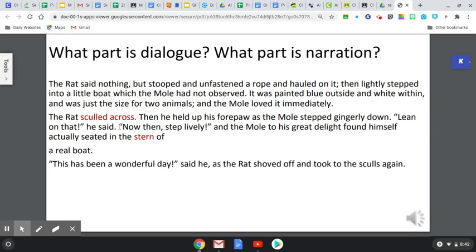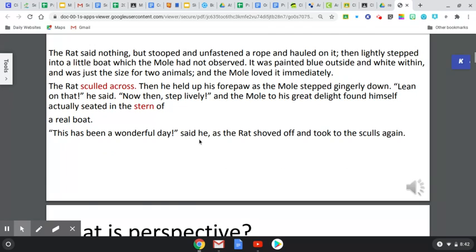Okay, so we have a lot of dialogue there. So the parts that are in quotation marks, such as "lean on that" and "now then, step lively," are dialogue. They're things that are being said by the character. The rest of it, like "and the mole, to his great delight, found himself actually seated in the stern of a real boat," is narration because it's said by the narrator, it's not said by a character.